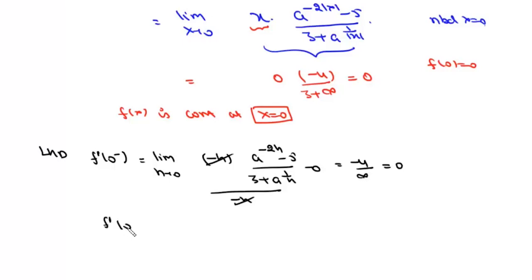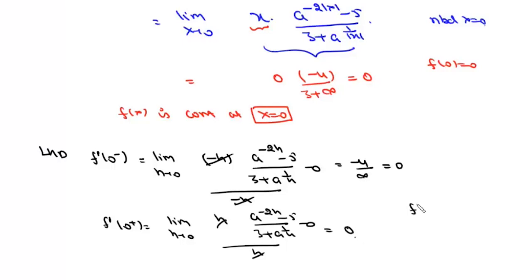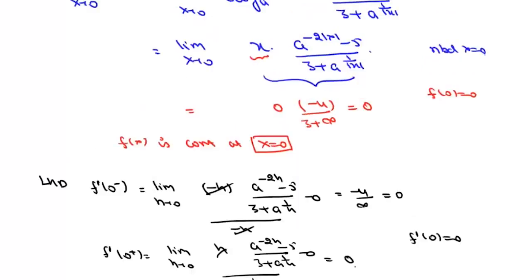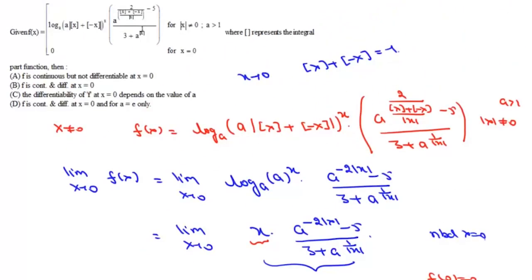In the same way, if we find its right hand derivative, it will be this limit h tends to 0, h a to the power minus 2h minus 5 upon 3 plus a to the power 1 by h, minus 0, upon h. Now h and h will cancel. So again this value will be 0. So in this case, this function is differentiable at 0, its value is 0. So answer to this question is, this function is continuous and differentiable at 0, and that's your option B.